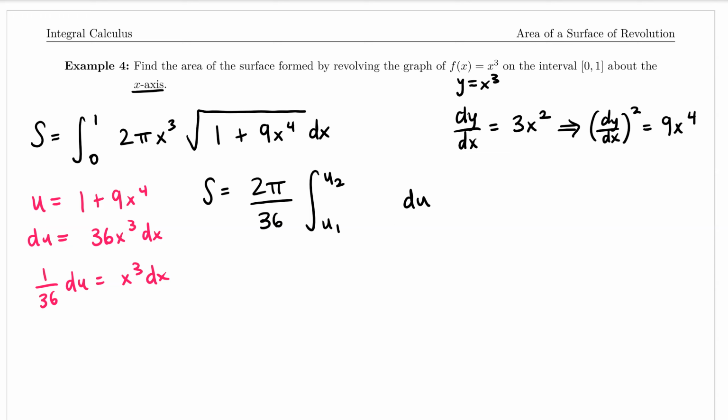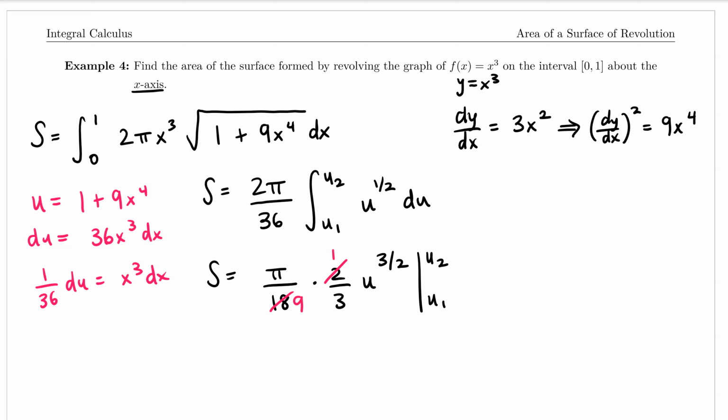I'm going to rewrite this as u to the 1/2 power so that it's easier for me to use the power rule on this. So 2 pi over 36 will reduce to pi over 18. And if I take the antiderivative of u to the 1/2 power, that's going to be 2/3 u to the 3/2 power, evaluated from u1 to u2. I'm going to divide that. That's going to give me 1. That's going to give me 9. And then this will equal pi over 27.